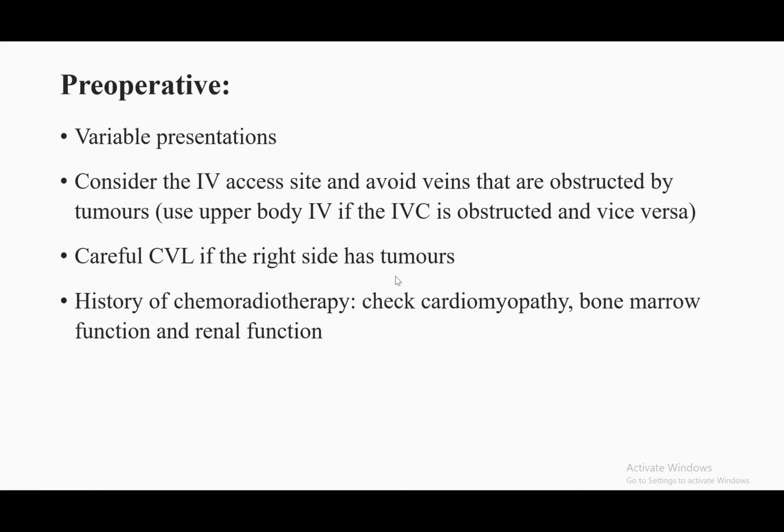Preoperatively, with variable presentations, consider the IV access site and avoid veins that are obstructed by tumors. Use upper body intravenous access if the IVC is obstructed, and vice versa. Careful central venous line if the right side has tumors. History of cardiomyopathy, chemotherapy, or radiotherapy. Check cardiomyopathy and bone marrow function. We should check the CBC and the renal function.